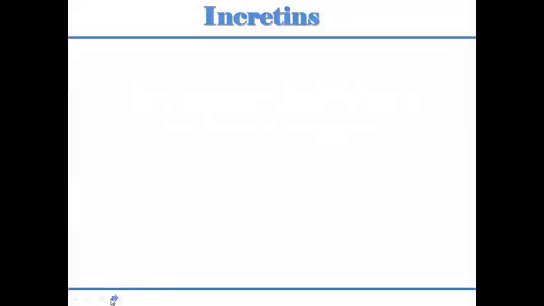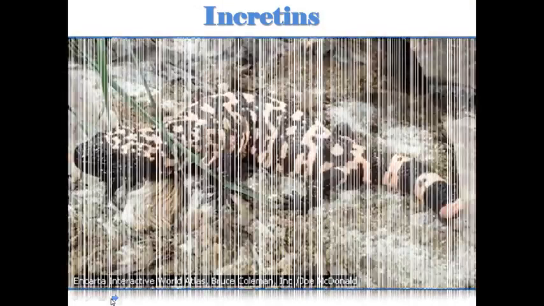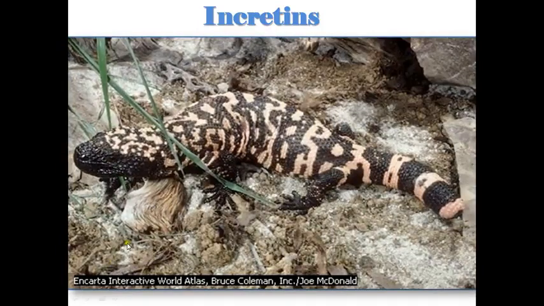Okay, so incretins, I've been saying incretins. So what are incretins? Incretins come from this monster's saliva. This monster is called the Gila monster. It is found in Africa and in North America. It has a venom, and it was seen that whenever this animal bites someone, that person used to go into hypoglycemia. So from here the saliva was looked into and the incretins were found.